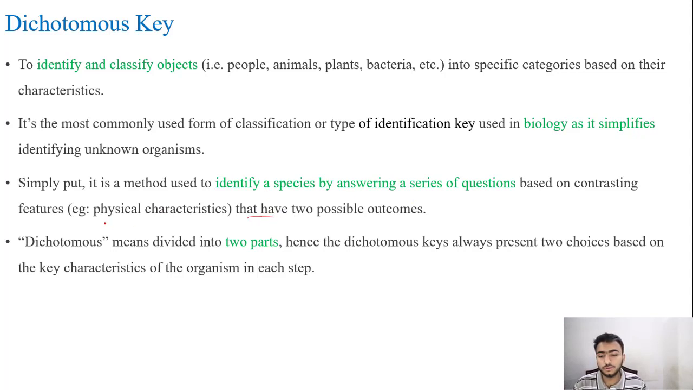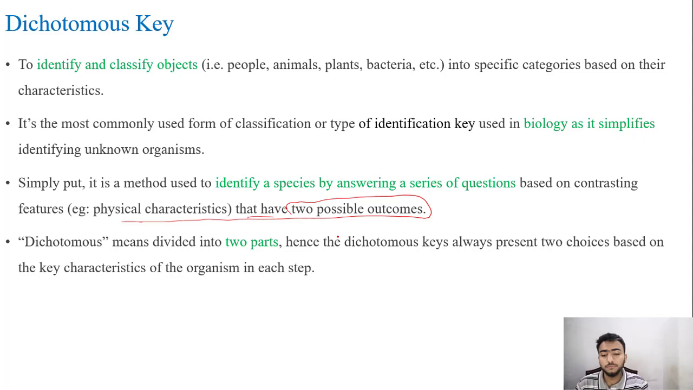So it's based on contrasting physical features that have two possible outcomes. So it's important that you understand that it comprises two possible outcomes. So for example, if a living organism has, say, 2 legs or not, yes or no. If it has 2 legs, then does it have fur, yes or no. So yes or no questions could be an example of these, so there have to be two possible outcomes to your question. And we'll see this, and it would make more sense in the coming slide as well, how we can have two possible outcomes.